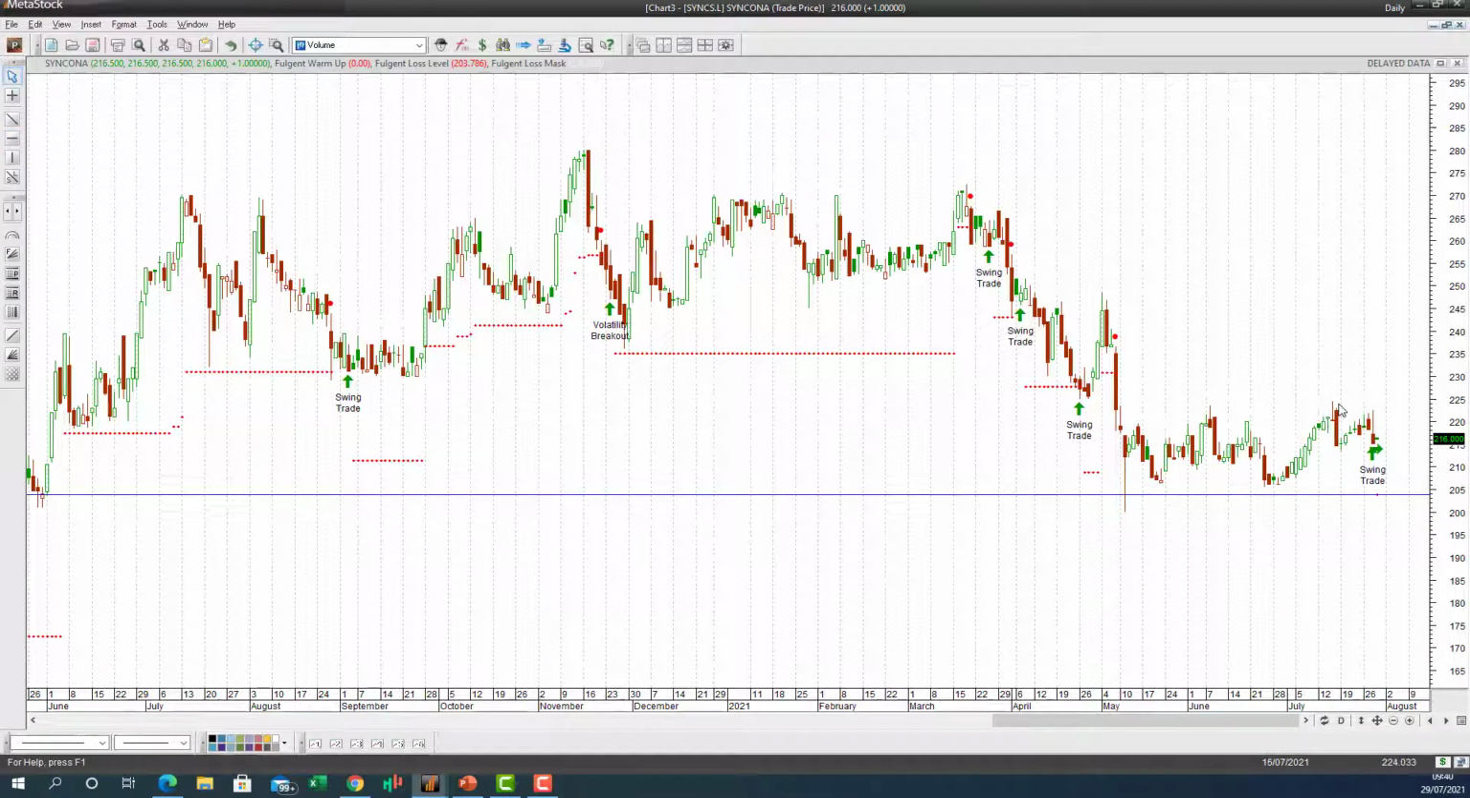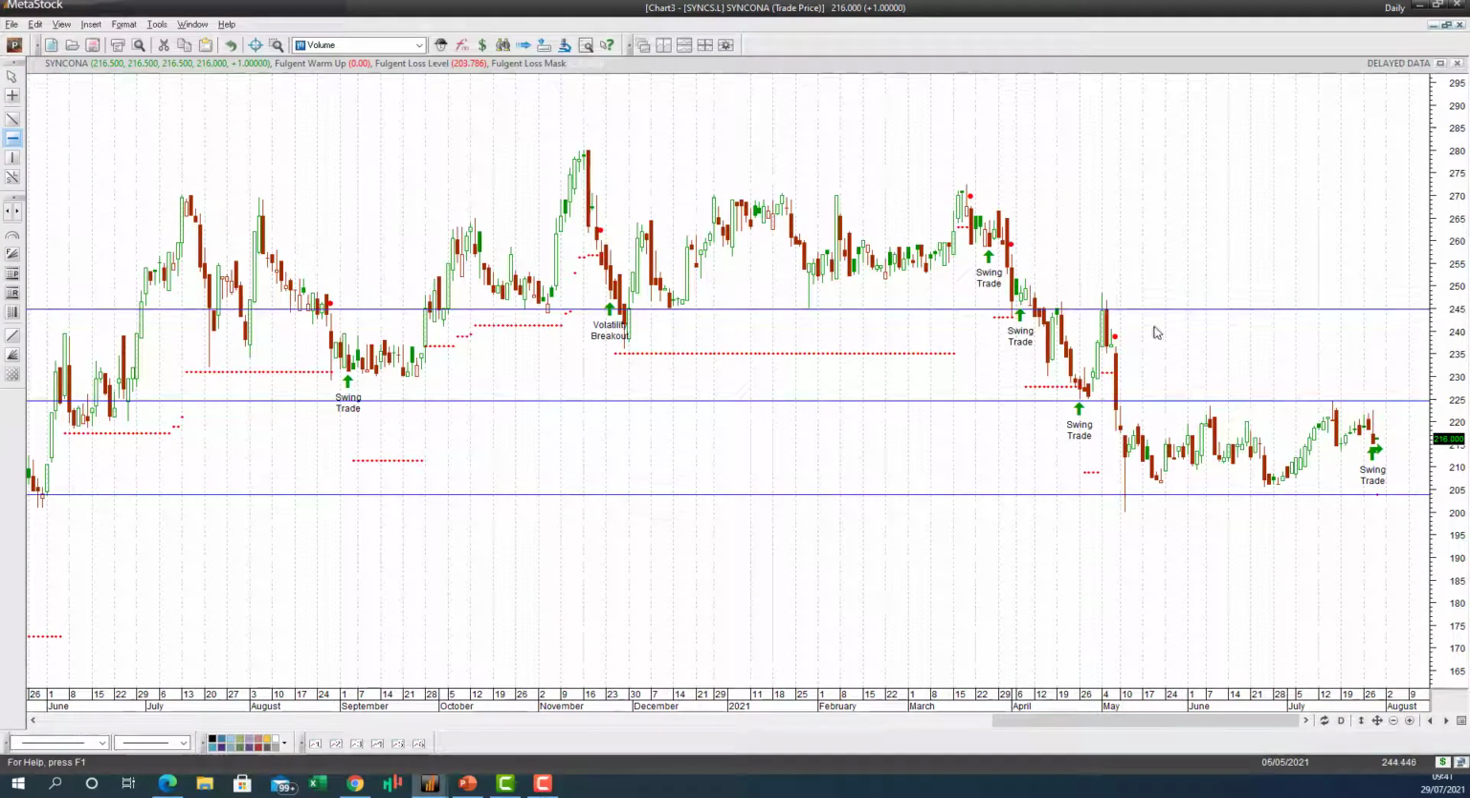Upside target would be the first 220, this level here, as well as these old highs. That would be the upside resistance targets for profit taking in this particular swing trade, for example. So those are the upside targets in a swing trade. Stop loss is in around 203 on Syncona.